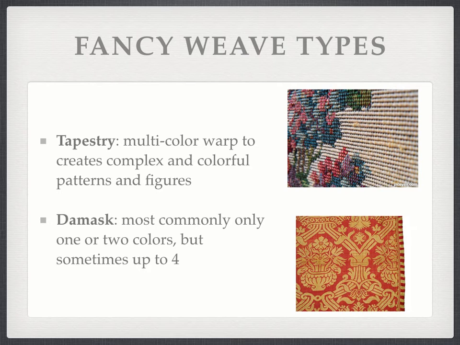Into the fancy weaves, there's 3 different types we're going to go over. A tapestry, which is a multicolor warp that creates complex and colorful patterns and figures. You can see that image on the upper right. This and a damask are woven on the jacquard looms. So then the damask is most commonly only 1 or 2 colors, but can sometimes be up to 4, and is very recognizable by the pattern that you see in the bottom right.